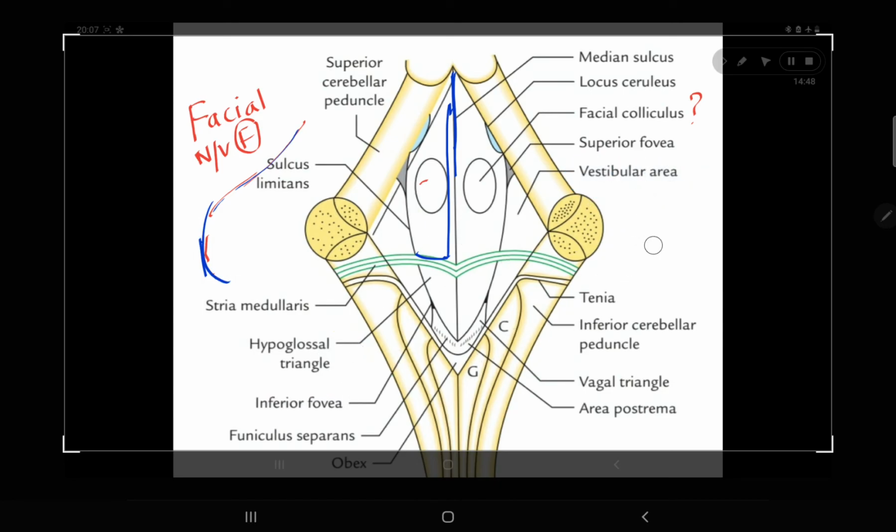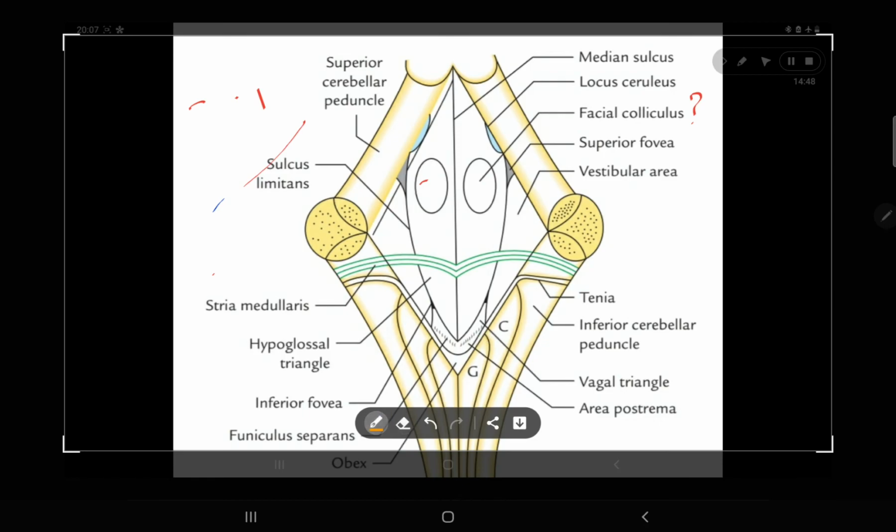After erasing, you can see the floor diagram once again. In this diagram, this is your median sulcus, and lateral to the median sulcus the facial colliculus is present. Then lateral to this, another sulcus is present. This sulcus is called the sulcus limitans.